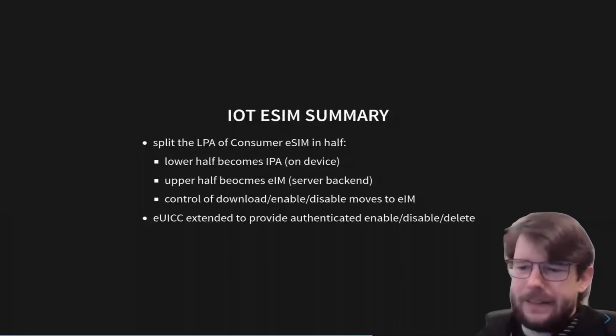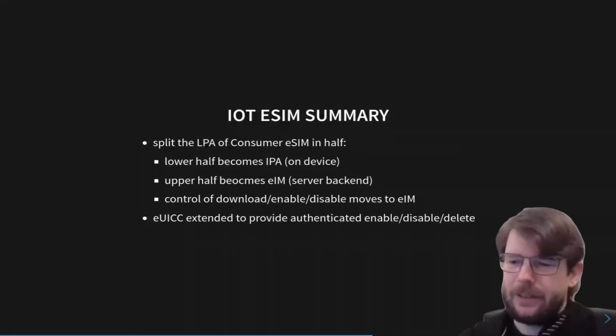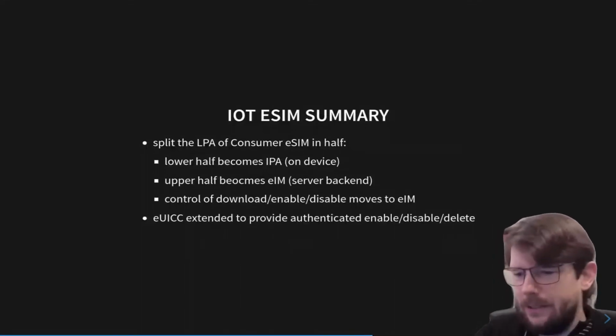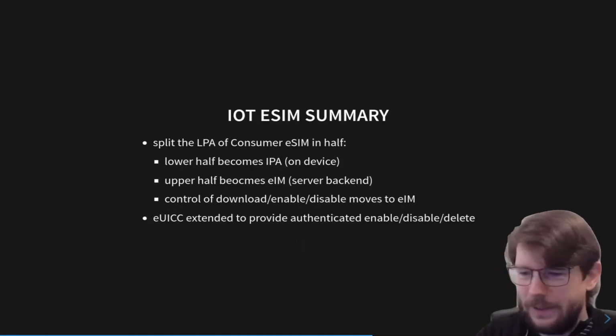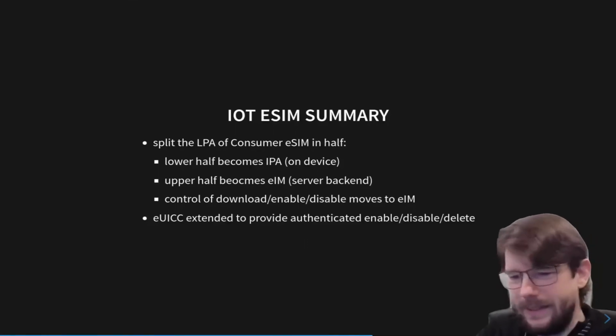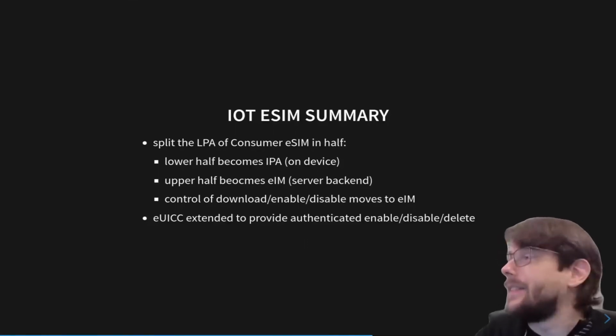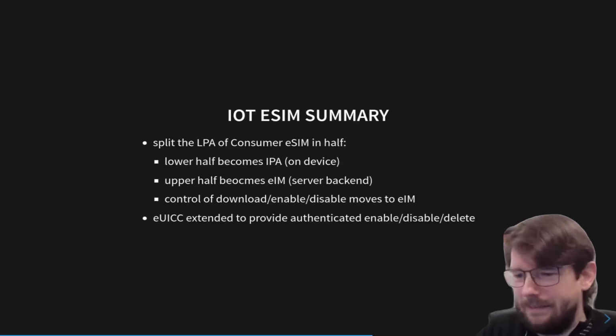So what has happened is that the LPA, the local profile assistant of the consumer eSIM, has been split in half. The lower half becomes what's called the IPA. It's not the Indian Pale Ale and not the IP access multiplex protocol. It's the IoT profile assistant. So that's the successor of the LPA on the device, and the upper half of this, what used to be the LPA, becomes the eIM, the what was it? The eSIM IoT manager. No, I forgot the acronym. My apologies. Happens to me.